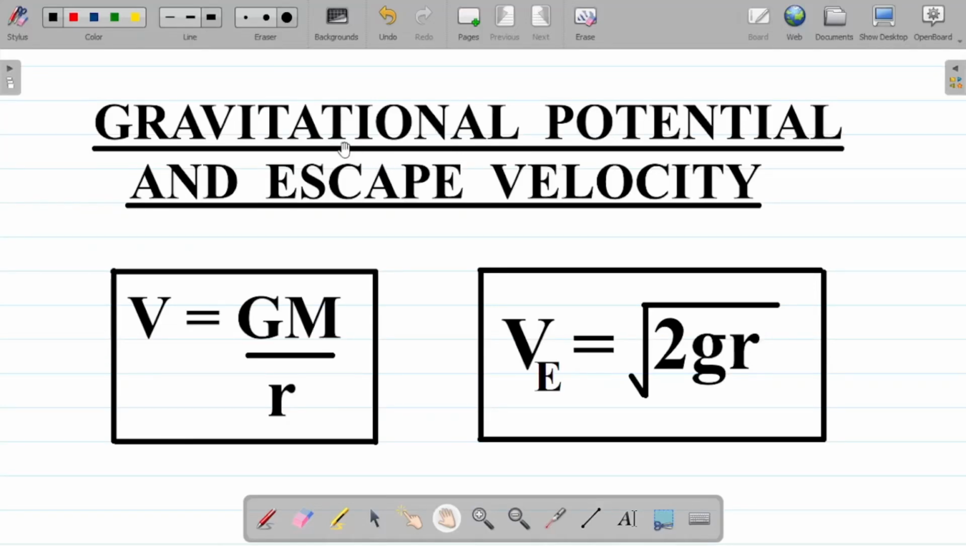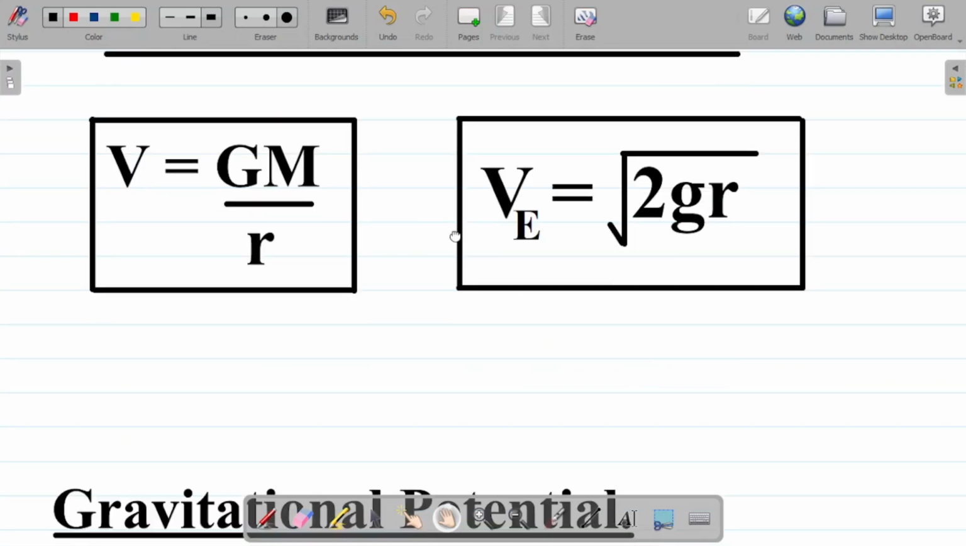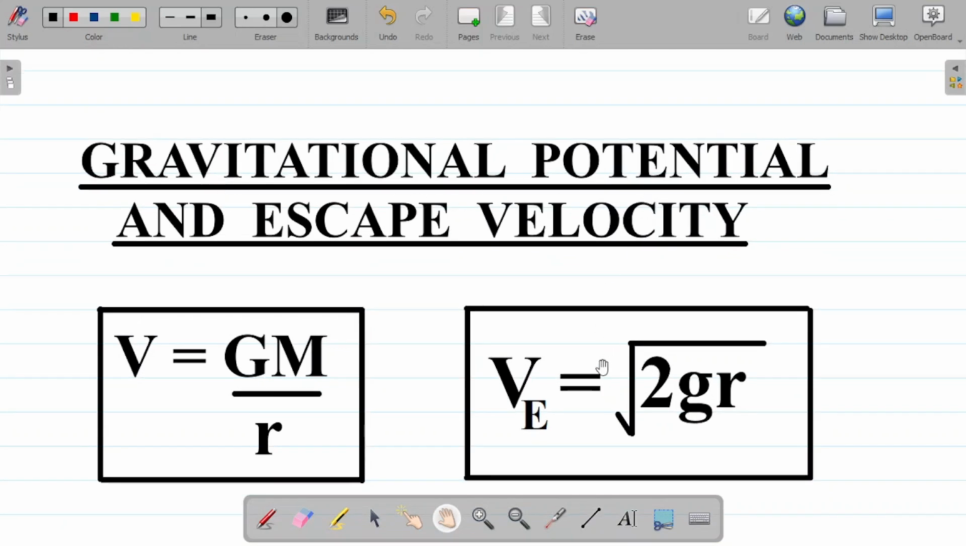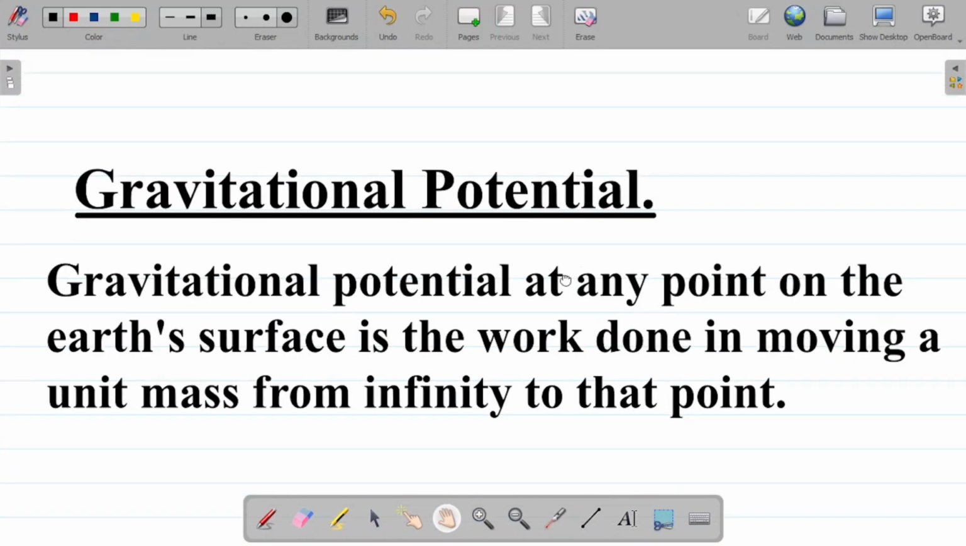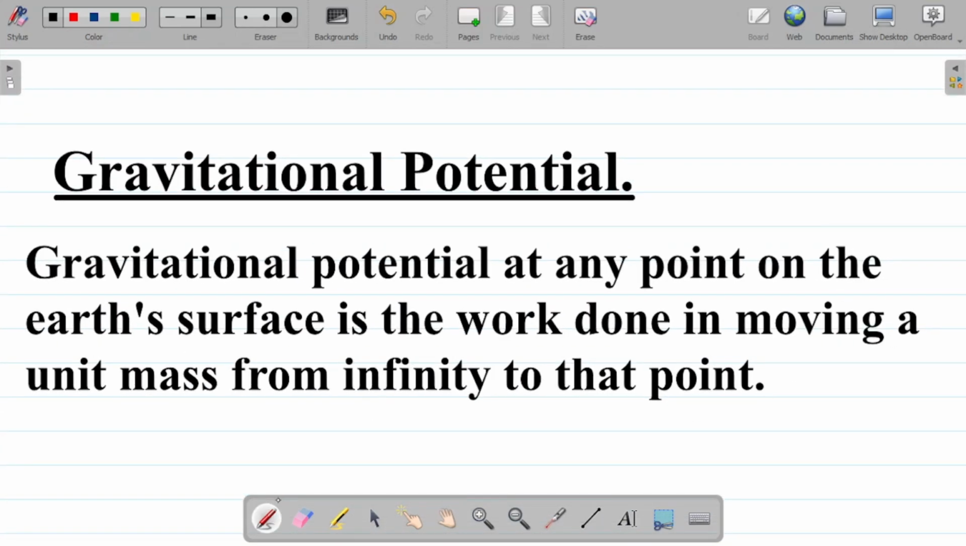In this video, we'll be discussing the concept of gravitational potential and escape velocity. All right. First things first, let's take a basic definition. Let's start with the first one there, gravitational potential. Now, gravitational potential, note that this one is represented by V.